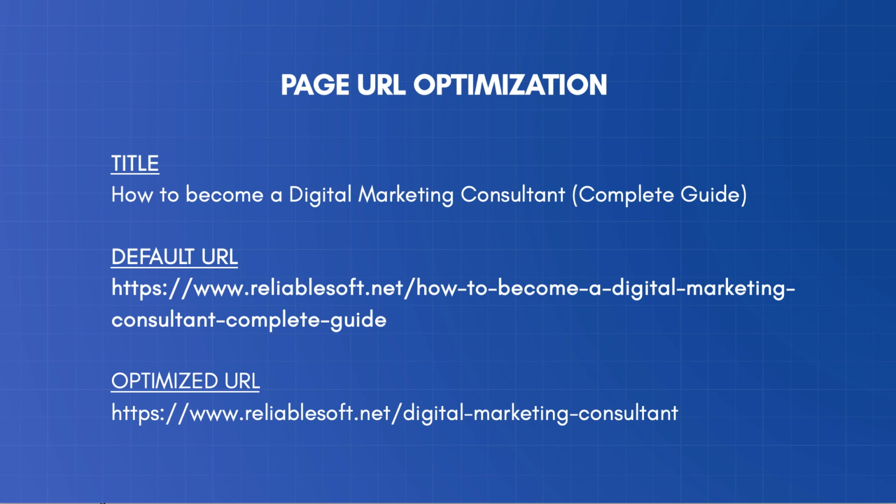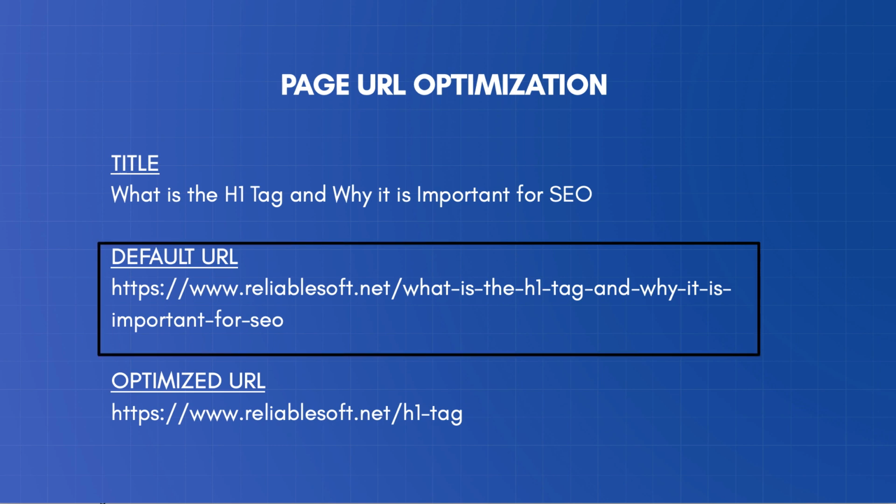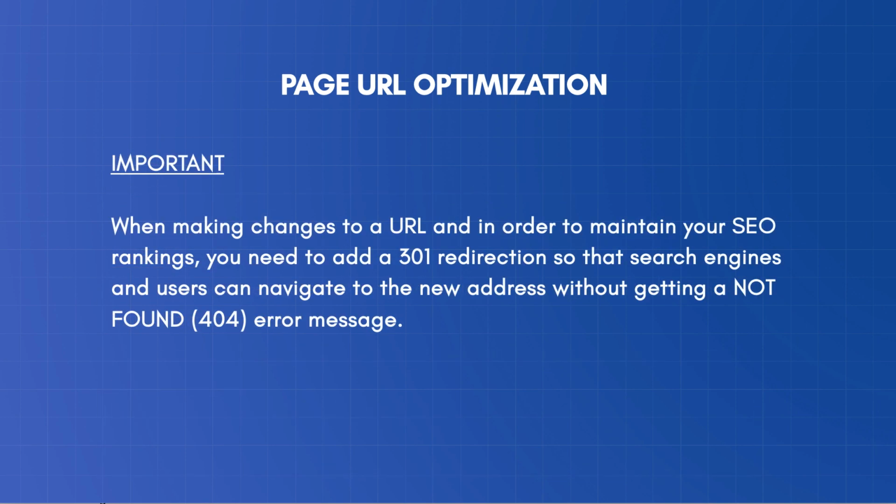Another example. The title of the post is, What is the H1 tag and why it is important for SEO? By default, your CMS will create this URL. But a better version is this. This tells both users and crawlers that the page is about the H1 tag. That's it. You don't have to spend more time on URL optimization than needed.